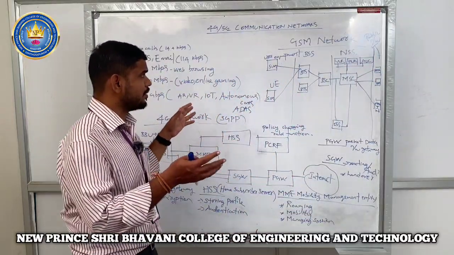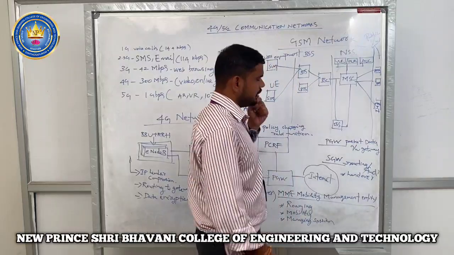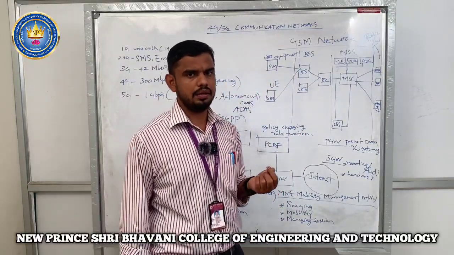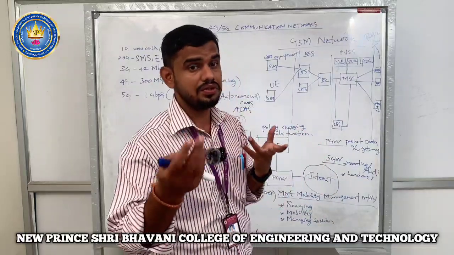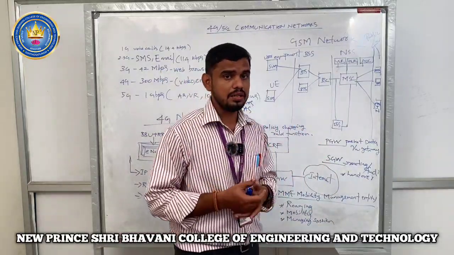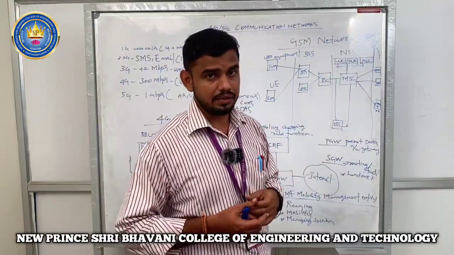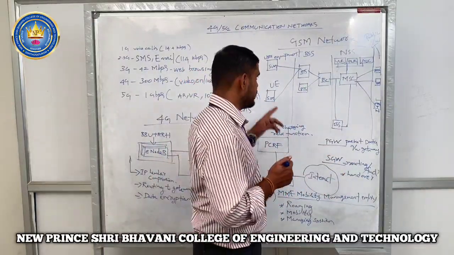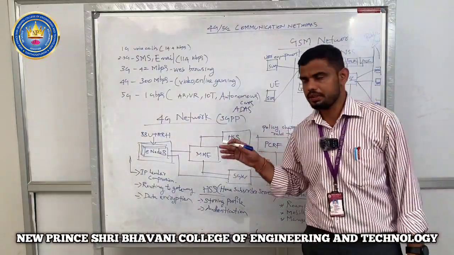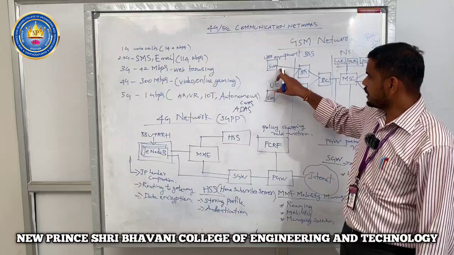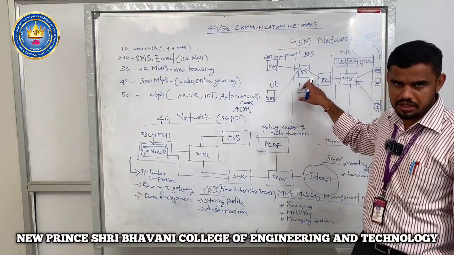So what is the operation of GSM? How does it operate whenever we insert the SIM in our mobile? First, it establishes the connection. It establishes the channel between the user equipment and the base station. Base station is nothing but our mobile towers. So after inserting the SIM in our mobile, the channel establishment happens between the user equipment and the base station.